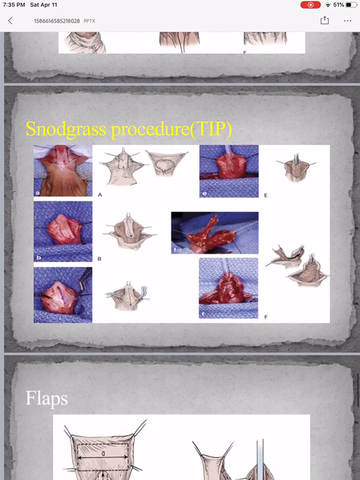While this is the Snodgrass procedure, or tubularized incised plate, this procedure is for the cosmetic and functional correction of the deformity of hypospadias. We can summarize it by making a midline incision from the tip of the old urethra to the end of the glans, and then a relaxing midline incision. This incision is very important for the release of vascular endothelial derived growth factors, which reduce fibrosis and improve healing.